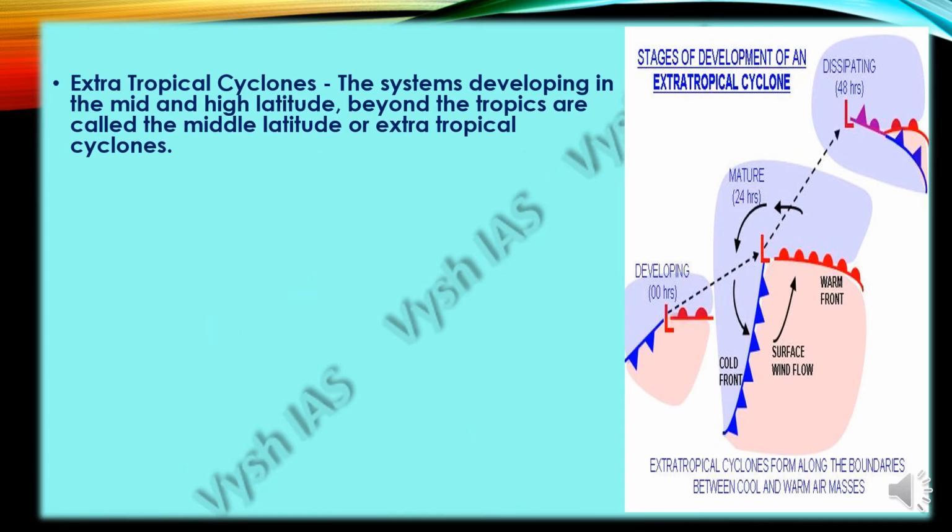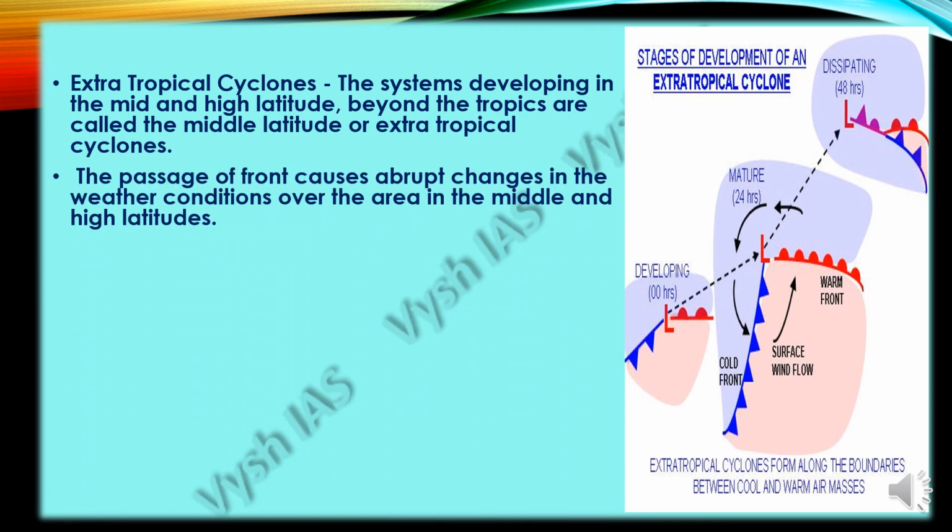So, then we have the extratropical cyclones. The systems developing in the mid and the higher latitudes beyond the tropic region are called the middle latitude or the extratropical cyclones. The passage of the front will cause abrupt changes, as we read earlier, in weather conditions over the area in the middle and these higher latitudes.